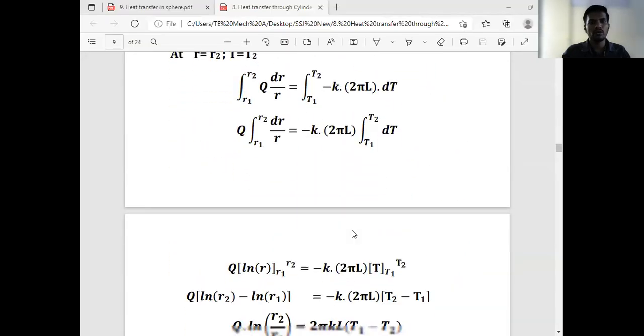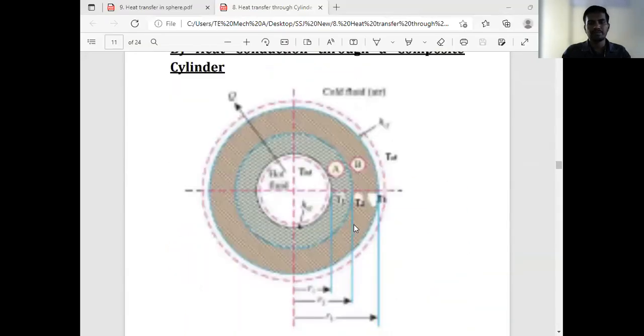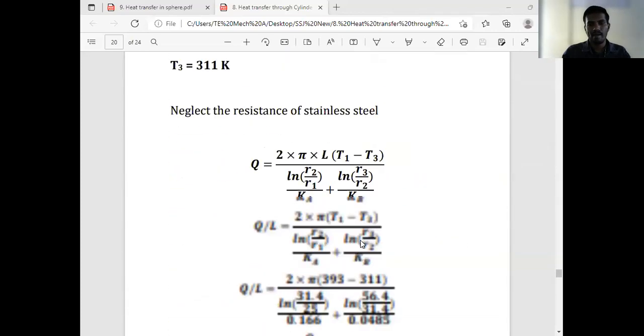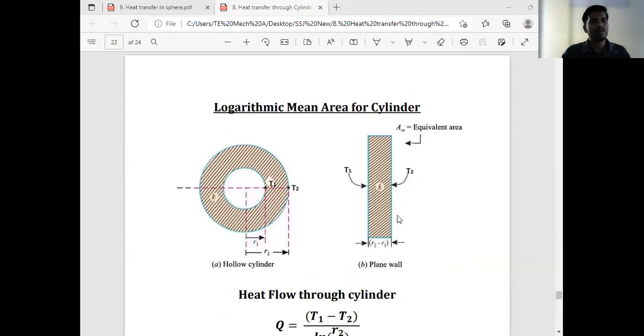Okay, so now write down the next point. Write down logarithmic mean area for the cylinder. Give the new heading, logarithmic mean area for the cylinder. Okay, so now we have to calculate the area. We have to calculate the logarithmic mean area for the cylinder.